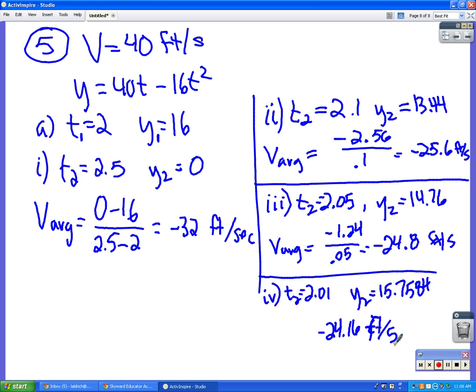Estimate the instantaneous velocity when t equals 2. You're going with 24? Negative 24? Negative 24, yes, that's what I meant. Negative 24 is close, and these numbers are getting closer and closer to negative 24.